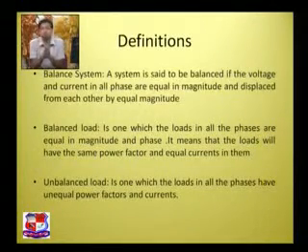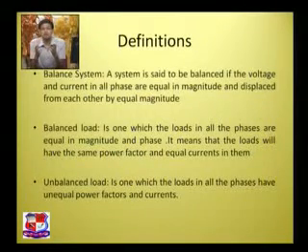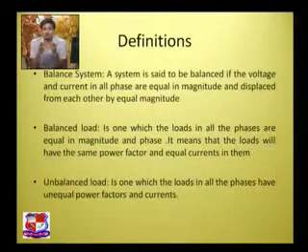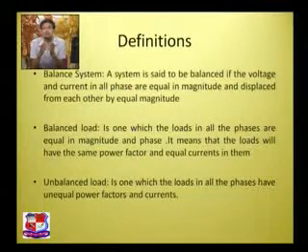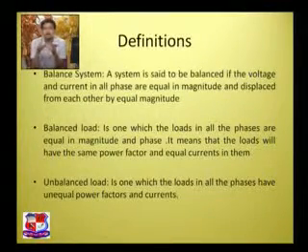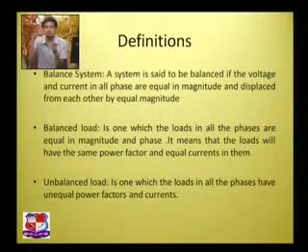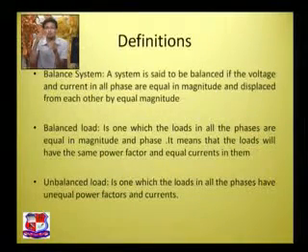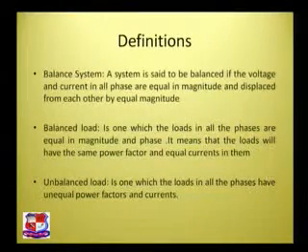This type of system we call a balanced system. In a balanced system, all the phases will be of equal magnitude. In alternating current, the maximum point is the peak point, and it is called the amplitude of the system.